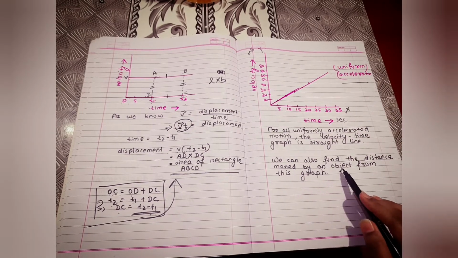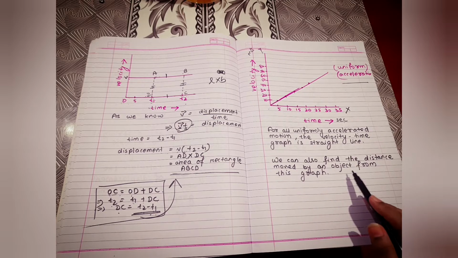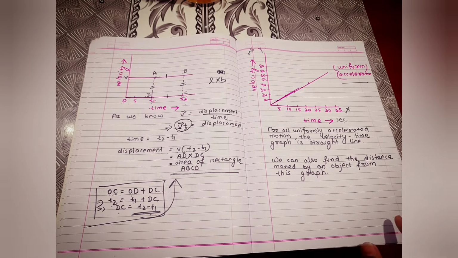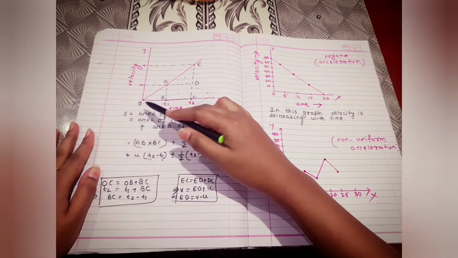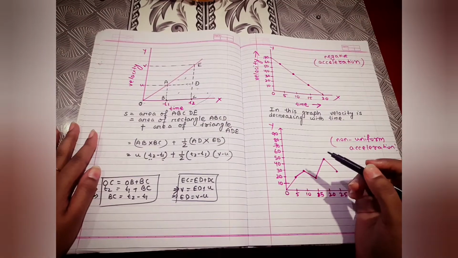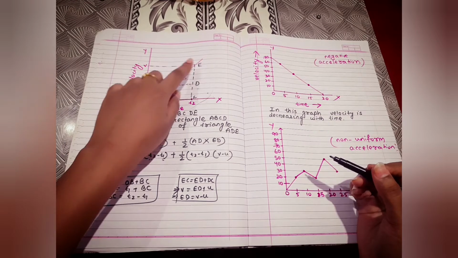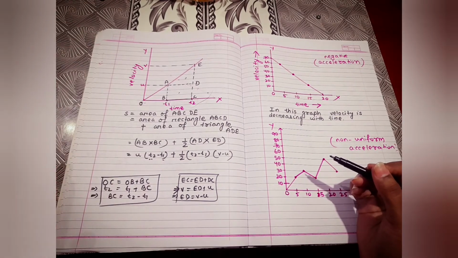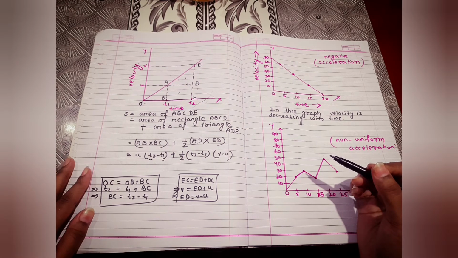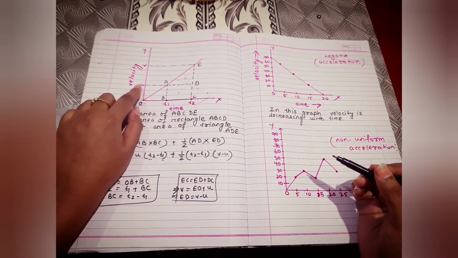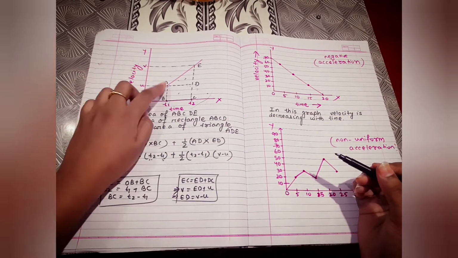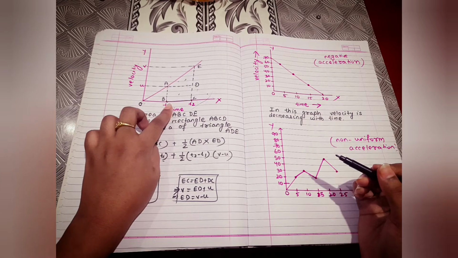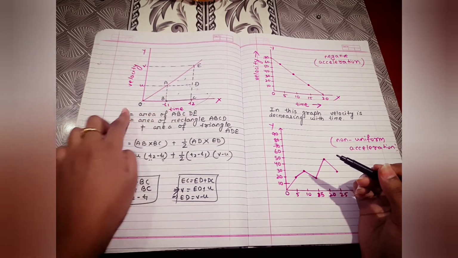We can also find the distance moved by an object from this graph. Now let's see how. This is the velocity time graph which shows uniform acceleration, and we have taken a small part AE from that. Now we have to calculate the distance covered. The initial velocity at point A is u and the velocity at point E is v. Time at A is t1 from the origin and time at E is t2 from the origin.